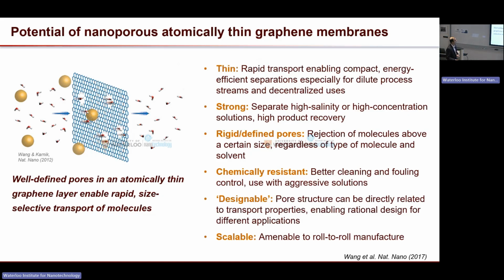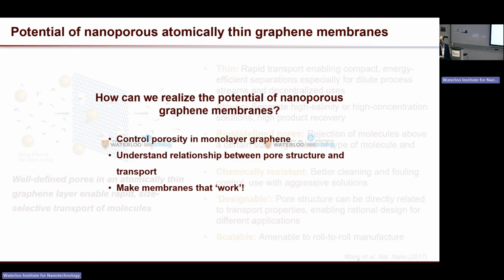And then finally, one can imagine making these on a roll-to-roll basis, so you can think about a pathway to scale up. All of this seemed very interesting and promising. And so then we asked, okay, how can we realize this potential? We looked at how we can control pores in graphene. How does transport happen? There's a very interesting interplay between the graphene structure and what it sits on. And then how do we make membranes that are robust, that actually work? We don't want to make 10 membranes and 2 of them work, 8 of them don't work. If this has to be practical, all of them have to work. So these are some of the key questions that we had in mind as we went through.